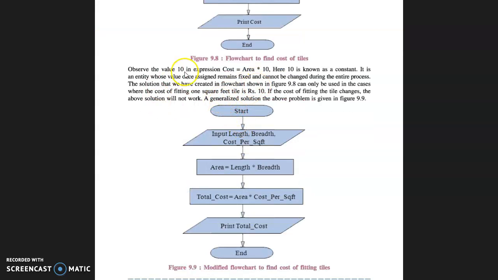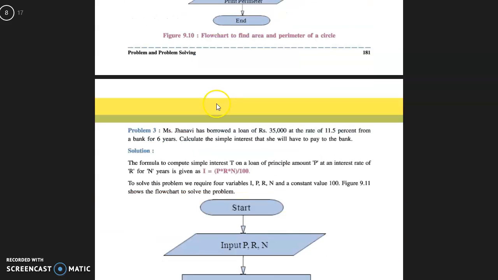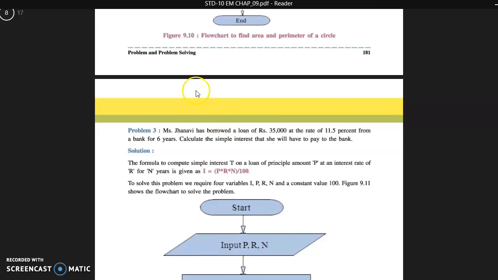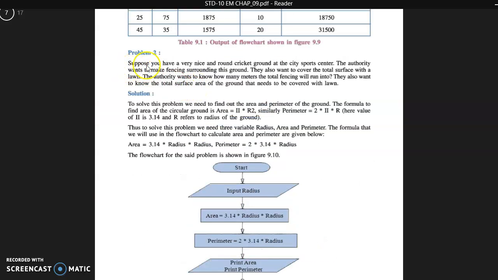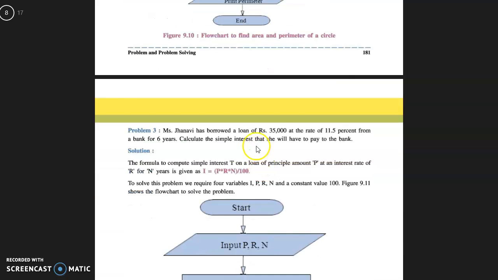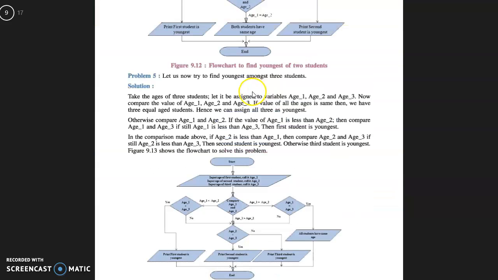In this chapter they are giving some examples. You just read it. Same way, another problem. Suppose you have a very nice round clock. Start, input radius, area equals pi r square. Perimeter equals 2 pi into radius. Print area. These are simple flowcharts of small problems.